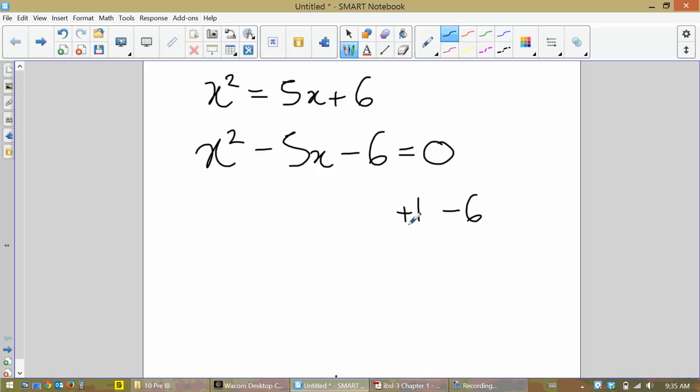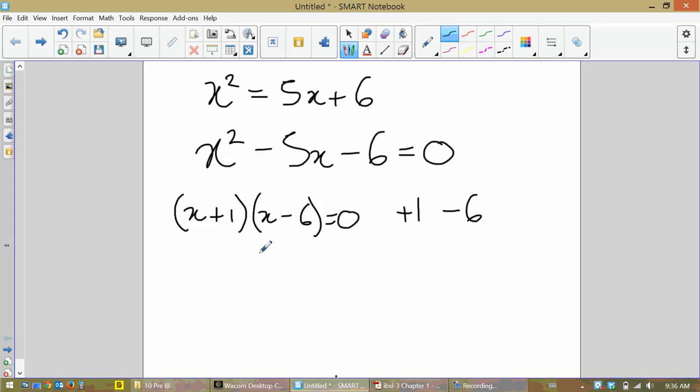The correct factors here are plus 1 and negative 6, as they add up to minus 5, and they also times together to be minus 6. So we've found our two factors there. So to factorise, we have x plus 1 times x minus 6 equals 0.